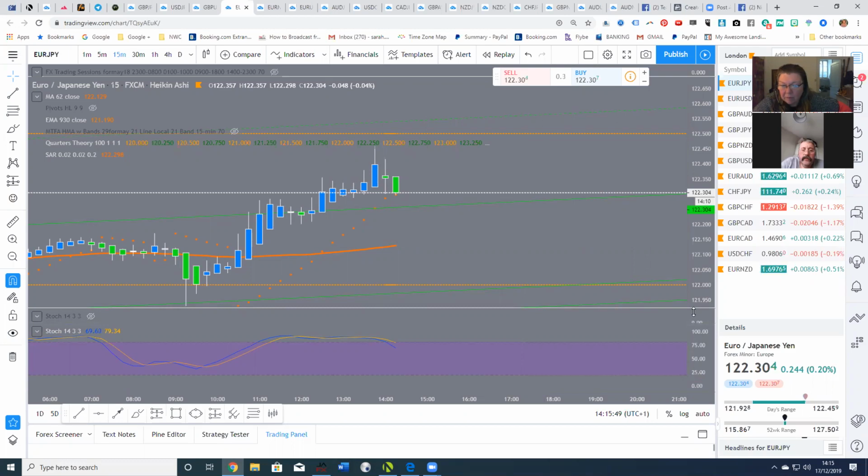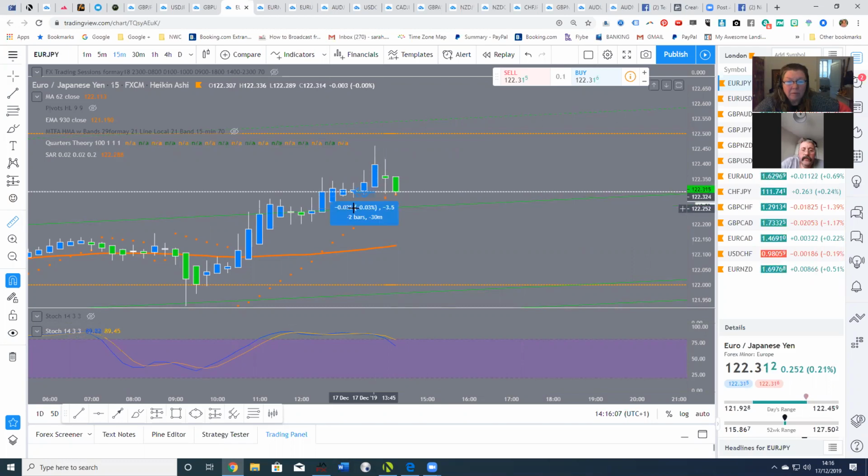There we are. So we're just waiting for the SAR flip on the 15-minute there, but in my harmonic scanner, you've got a pitchfork there, and it's only about 4 pips away from the pitchfork.